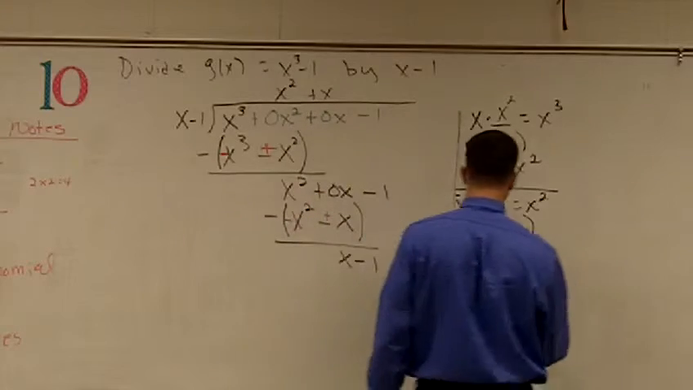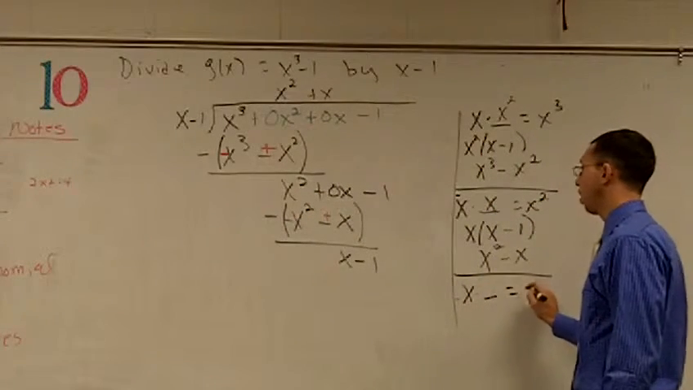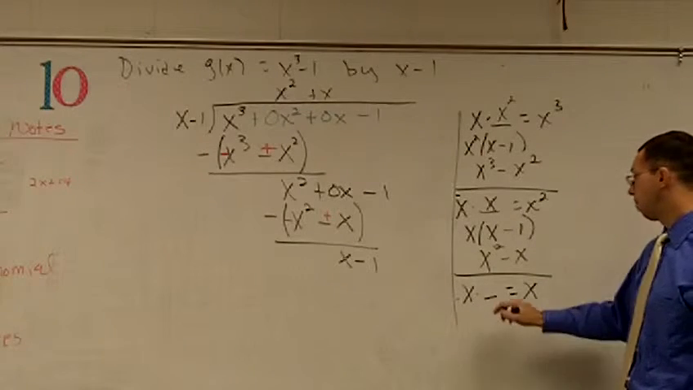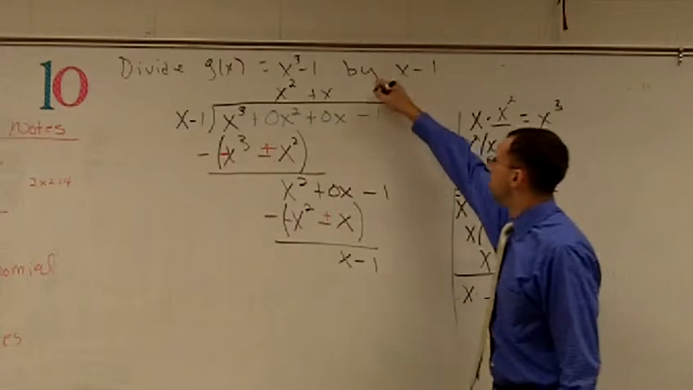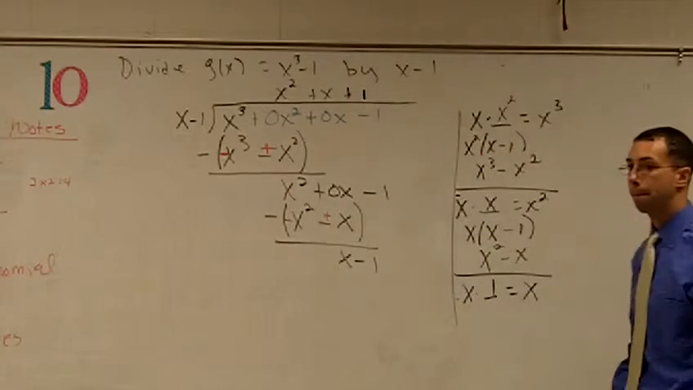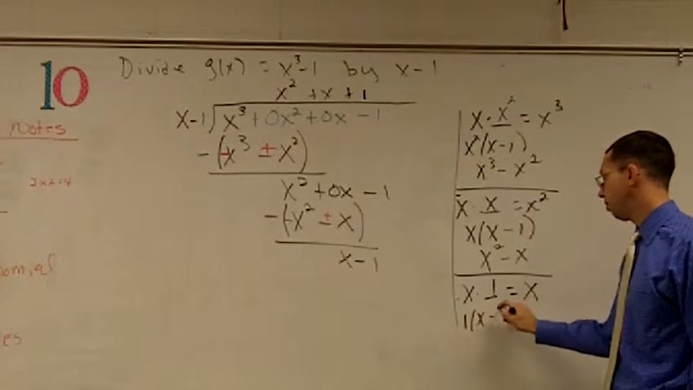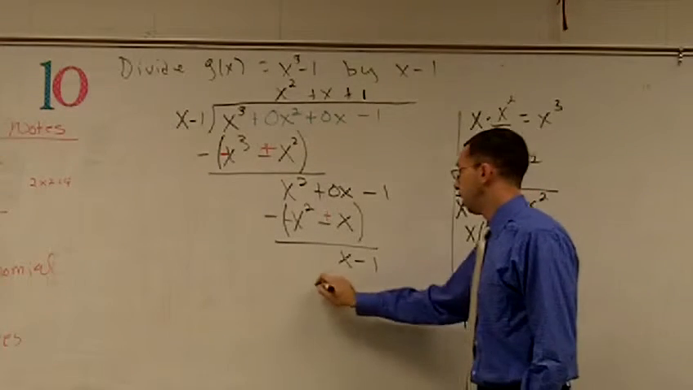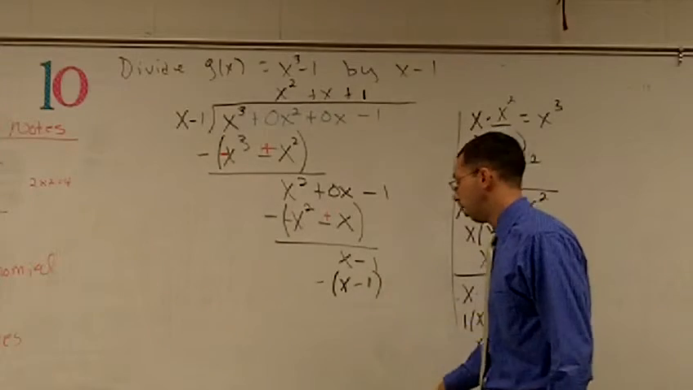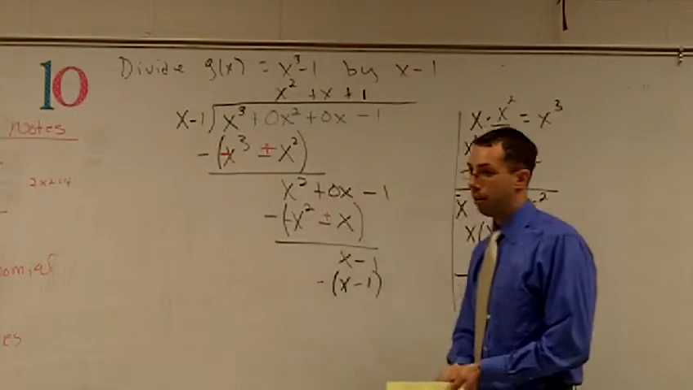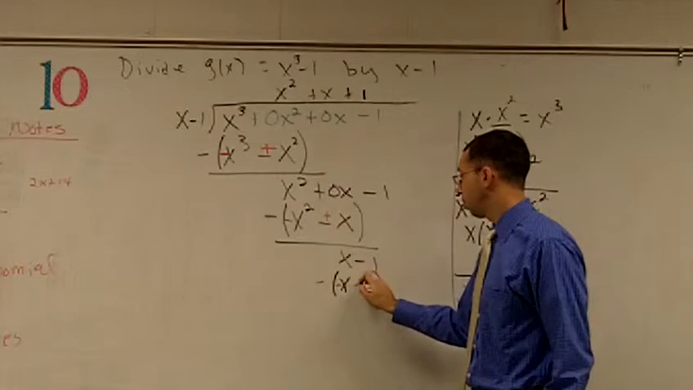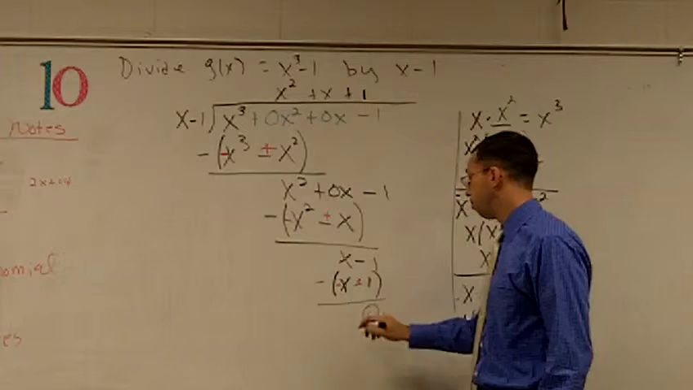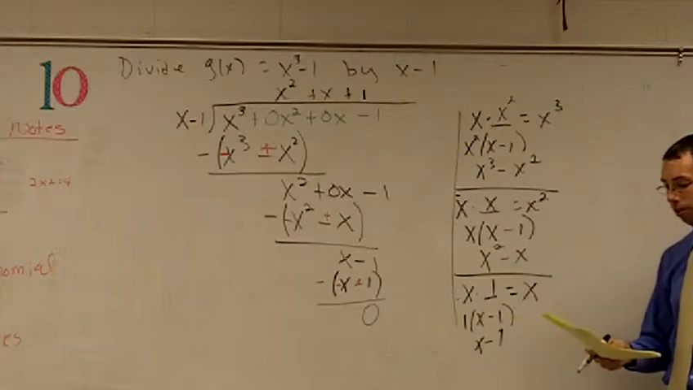So I say, okay, x times what is equal to x? Well, it's obviously 1. So my positive 1 goes up there. I multiply 1 times x minus 1, which is clearly x minus 1. And I subtract. And again, don't forget to distribute your negative. I know it sounds very trivial here, but it does help. And again, we have a remainder of 0.